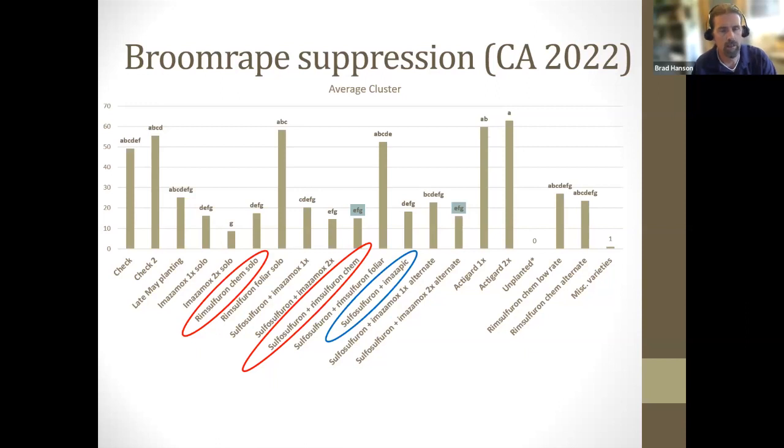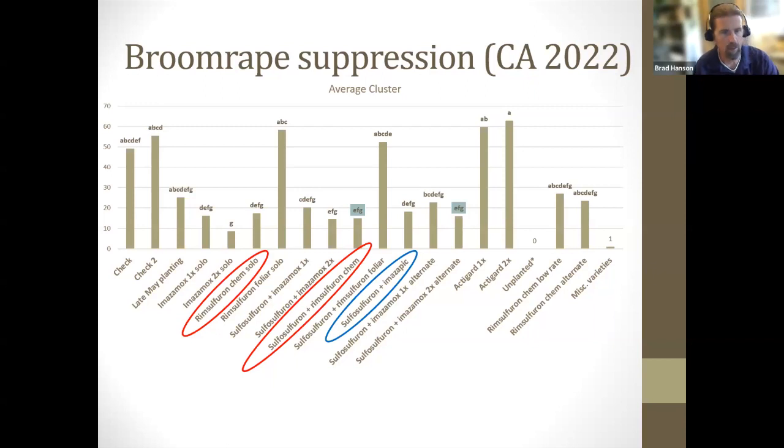So this is not really workable while this is a quarantine pest, because even these plots with 80% reduction would still be quarantined because the broomrape is present. But it makes me hopeful that we've got some management tools at our disposal if that becomes a weed that we just manage down the road.